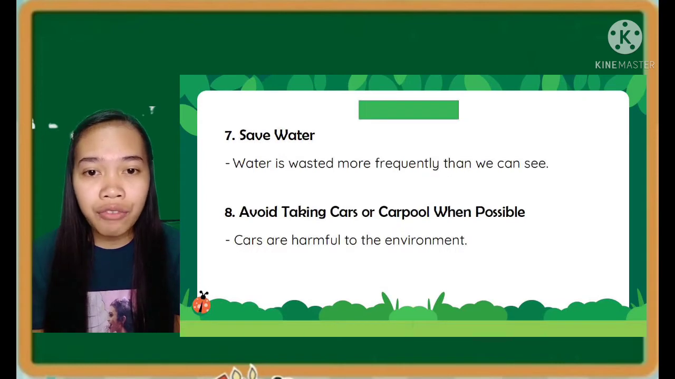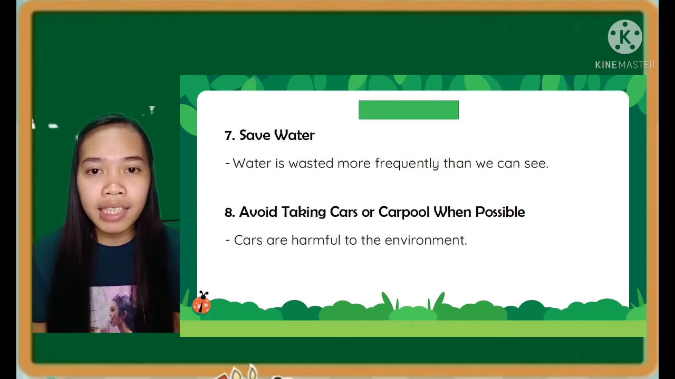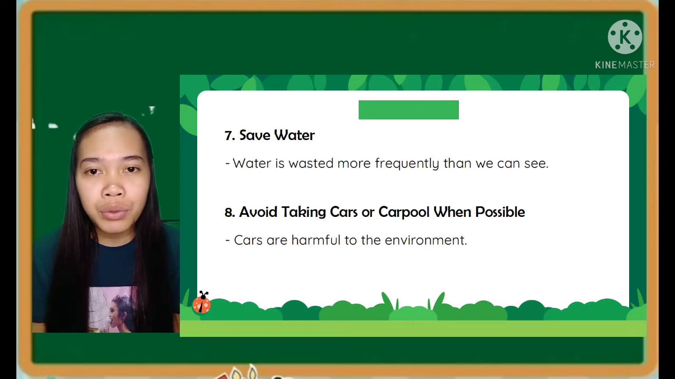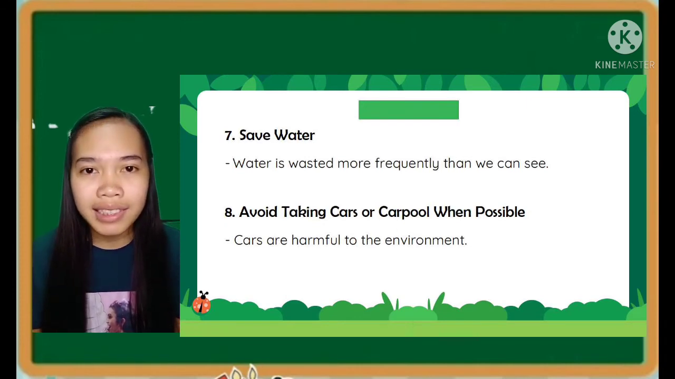7. Save water. Water is wasted more frequently than we can see. Turn off the faucet as you are brushing your teeth. Don't turn your shower on until you're ready to get in and wash your hair. Limit your water usage as you wash dishes. Changing old habits will be good for both the environment and your wallet.